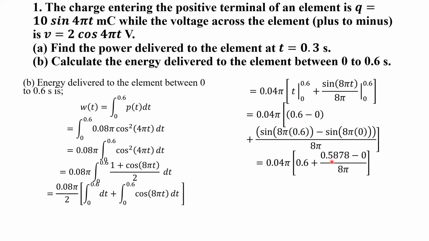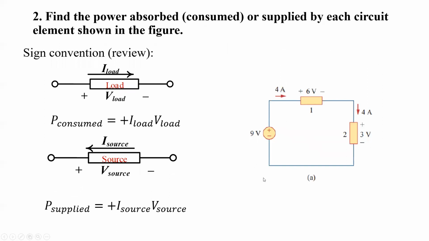We get this, and after even further simplification, we get 78.34 into 10 to the power minus 3. This energy's unit will be joule, so this energy will be in joule. If we want to express it in millijoules, we'll get this. So this is how we can calculate power and energy. Now let's move to our second problem.